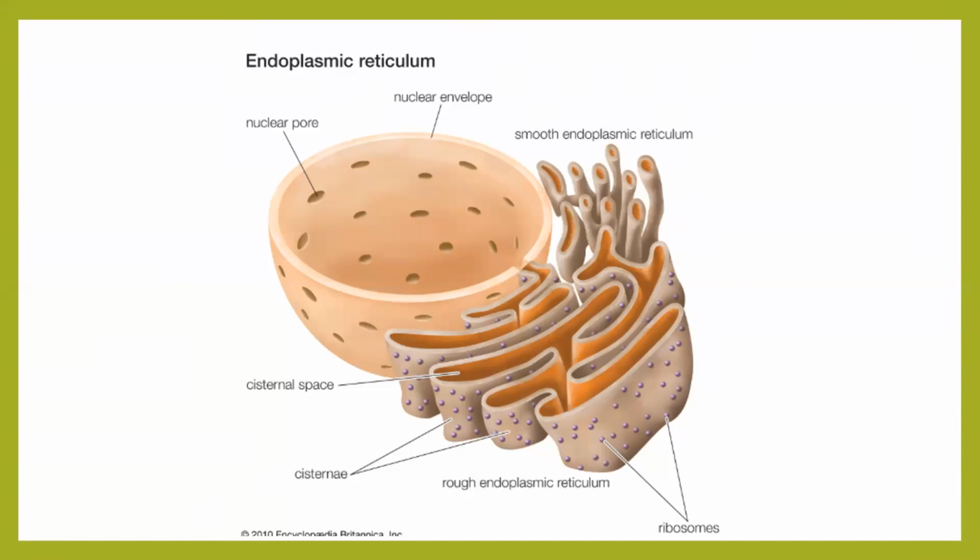Okay, so in the diagram, the purple color spots which you are able to see attached on this bag like structure are nothing but ribosomes. Okay, so let's understand what is endoplasmic reticulum actually and what is the work of endoplasmic reticulum. Let's look into the structure of endoplasmic reticulum.